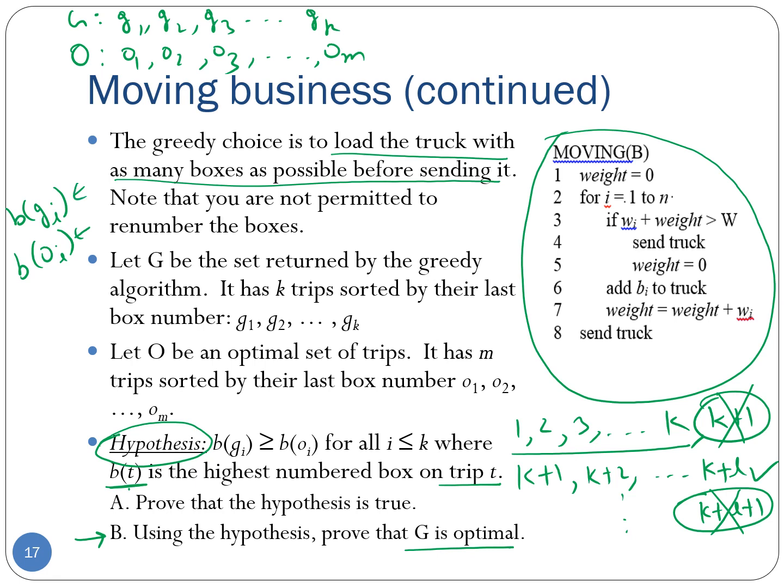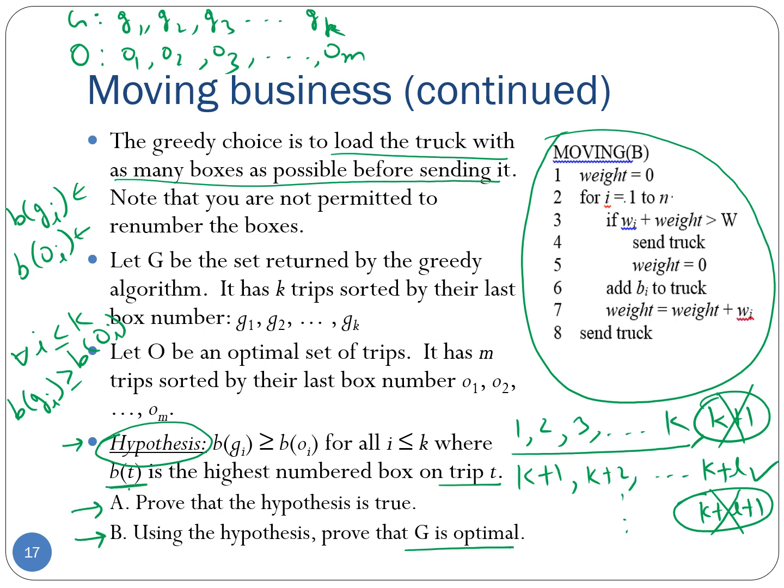Okay, so this hypothesis is basically saying that for all i less than or equal to k, so notice that the greedy algorithm has k trips, b of gi is always greater than or equal to b of oi, right? So basically what it is saying is the highest number box that is sent by the greedy algorithm in the ith trip is always greater than or equal to the highest number box that is sent by the optimal algorithm in the ith trip. So this is the hypothesis.